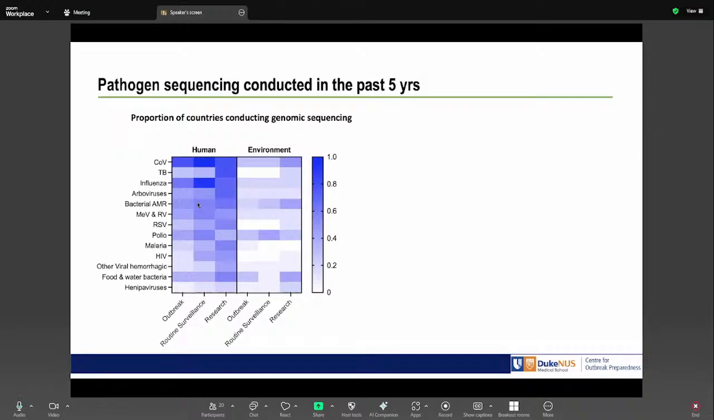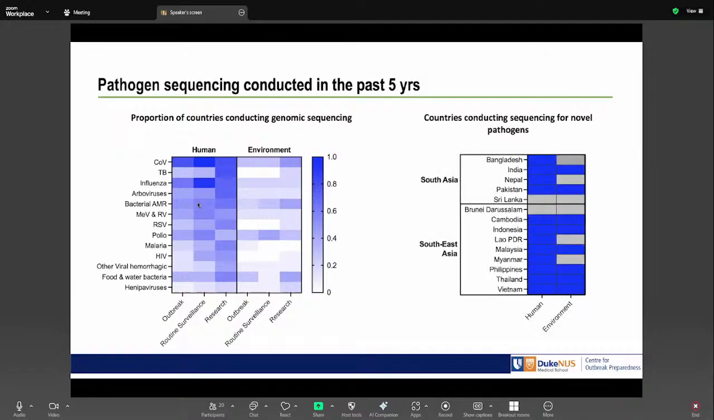Then we asked the question, for what purpose was this sequencing done, in the human sector or the environment sector? We did ask whether it happened in the animal sector, but that wasn't relevant, so we don't show that data because we didn't have animal sector partners. We also asked, in which setting is this sequenced? Are you sequencing when there's an outbreak? Are you sequencing for routine surveillance? Or are you sequencing for research? And as you can see here, the majority of it is in clinical surveillance, and the majority of it tends to be for research purposes.